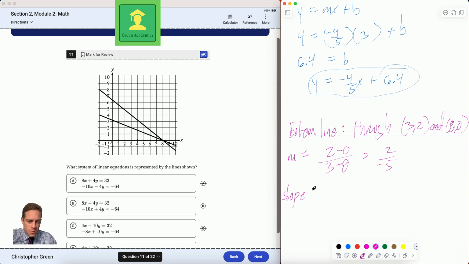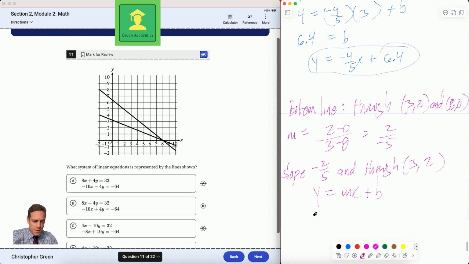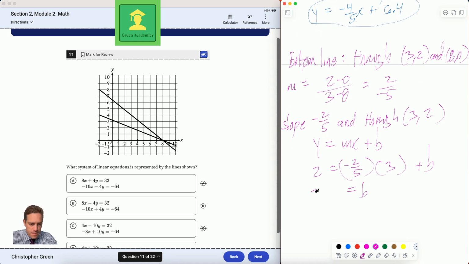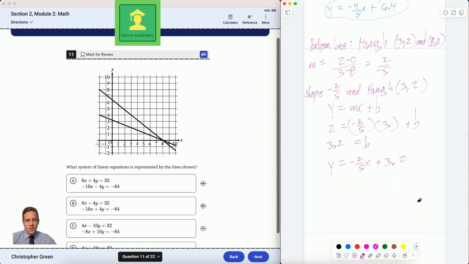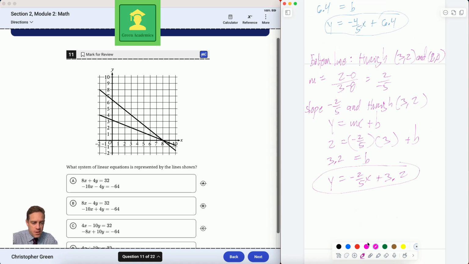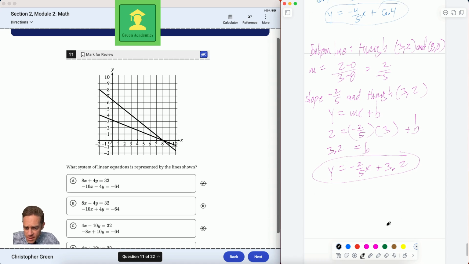So now you have the slope, negative 2/5, and through (3, 2). So in slope-intercept form, it's 2 equals negative 2/5 times 3 plus b. Negative 2/5 times 3, and then 2 minus that answer gives b is 3.2. So now you have y equals negative 2/5 x plus 3.2. Okay, so the algebra is irritating, but we have now found the equations of both of the lines.